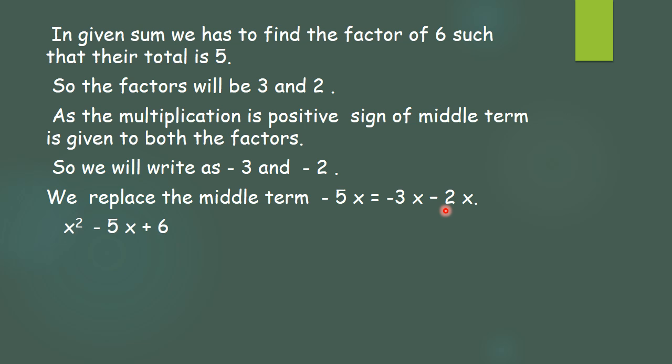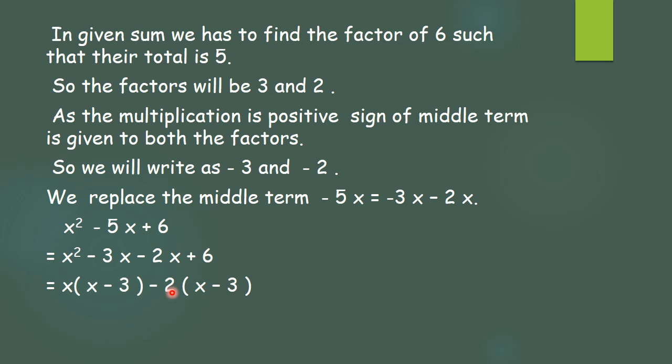Now we write x square minus 5x plus 6, and in place of minus 5x, we write minus 3x and minus 2x. So we have split these three terms into four. Now we take common from the first two and last two terms. What is common from these two terms? x is common. So what is left? x minus 3. And from these two terms, minus 2 is common.